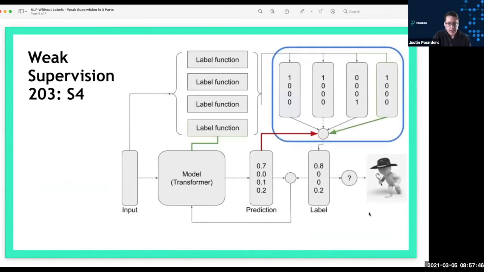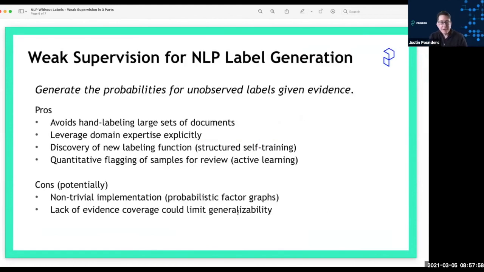Now, as I mentioned a bit ago, this little model that combines all of your label functions, that combines all the evidence to assign the approximate label, is actually a pretty sophisticated model. It's based on probabilistic factor graphs, and there's a non-trivial implementation to get that right. Fortunately, if you use a tool like Snorkel, they've done a great job of implementing a model that will tie all of your evidence, all of your label functions, into one probabilistic label. It is very well documented and very easy to use, and so I would recommend that as the place to start. It's a great library.